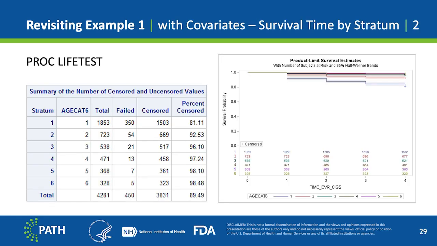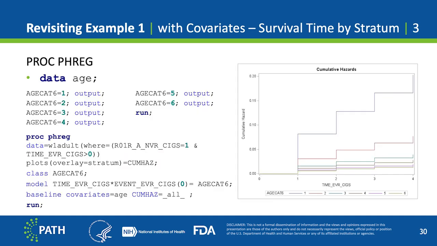The table and plot on this slide show the survival function by age category. From the plot, you can see that more young adults, i.e. 18 to 24 years old, convert to cigarette use by the end of wave 5 compared to the other age groups. You can get the similar cumulative hazard rates by strata from PROC PHREG, but it requires some additional work.